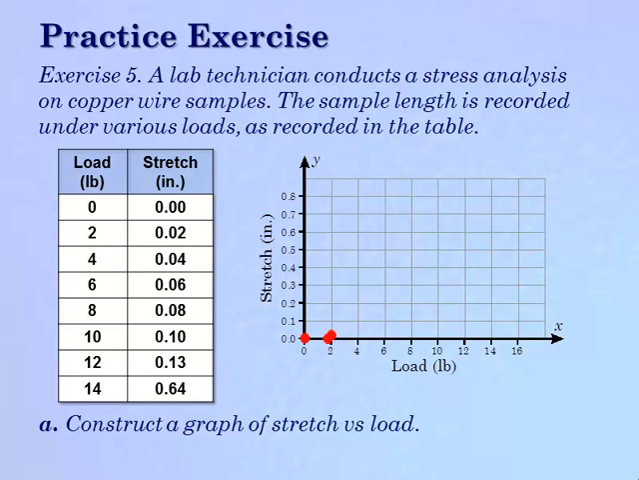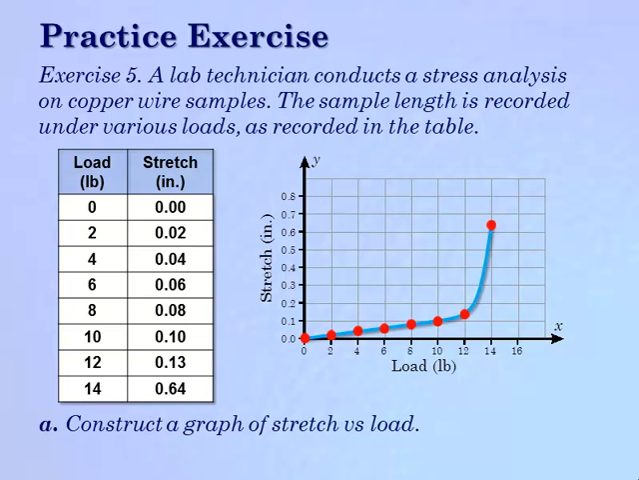So here's 0 and 0, 2 and 0.02, 4 and 0.04, 6 and 0.06, 8 and 0.08. We're not getting up very high, are we? 10 and 0.10, and 12 and 0.13, and 14, and whoa, that one went up a lot, 0.64. We connected those with a line, and something looks pretty strange, doesn't it?